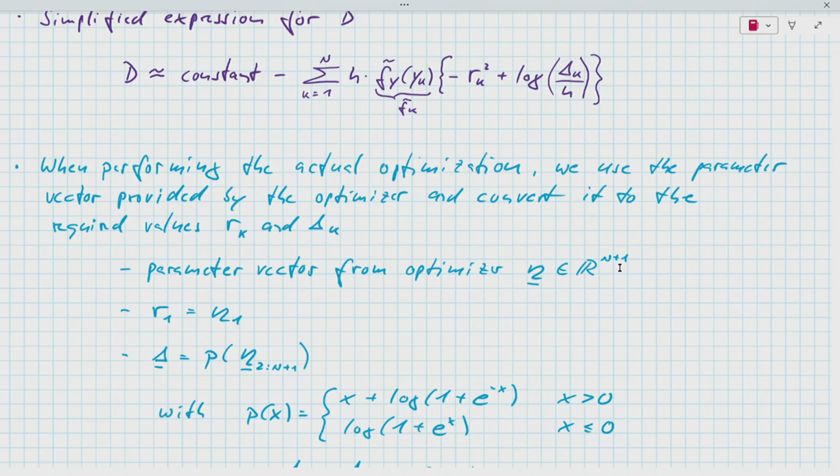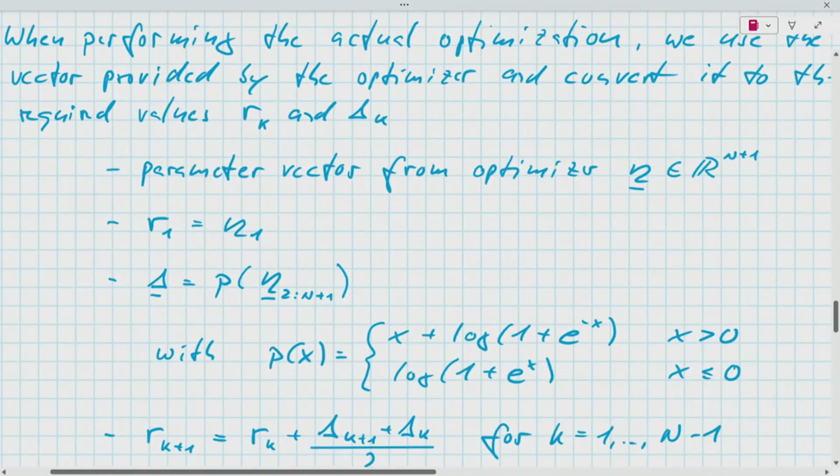So when we extract the values from the parameter vector, then r1, this offset, is the first value. That's how we allocated it, so it's eta 1. And then we extract the increments, the delta vector, which is eta from 2 to n plus 1. So we extract the remaining values from the parameter vector.